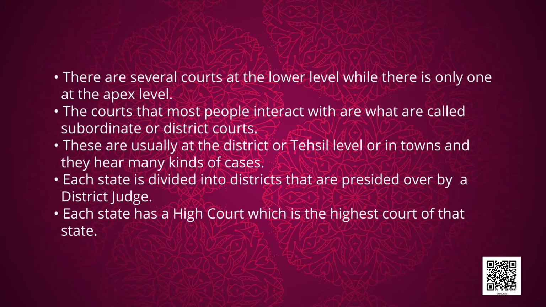There are several courts at the lower level while there is only one at the apex level. The courts that most people interact with are what are called subordinate or district courts. These are usually at the district or tehsil level or in towns and they hear many kinds of cases. Each state is divided into districts that are presided over by a district judge. Each state has a high court which is the highest court of that state.